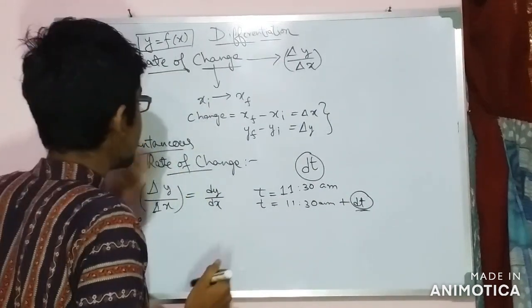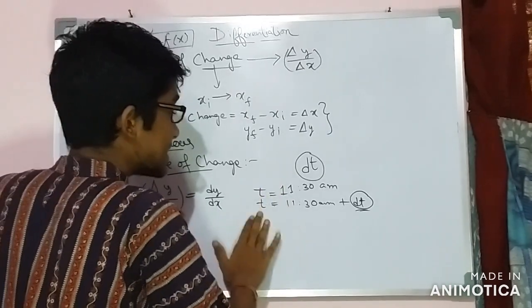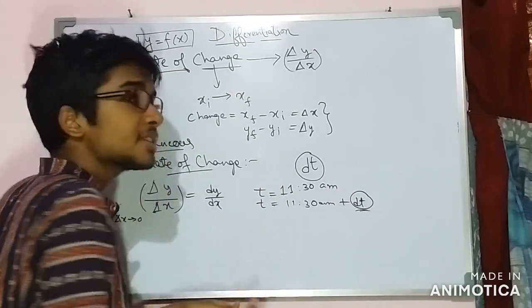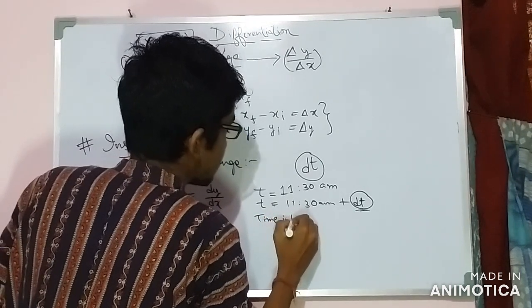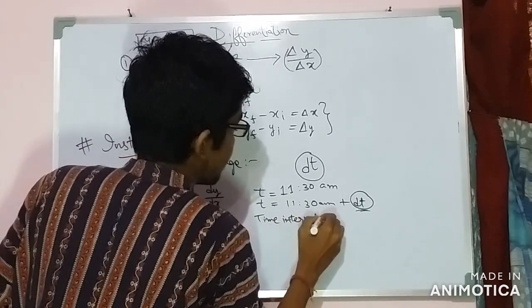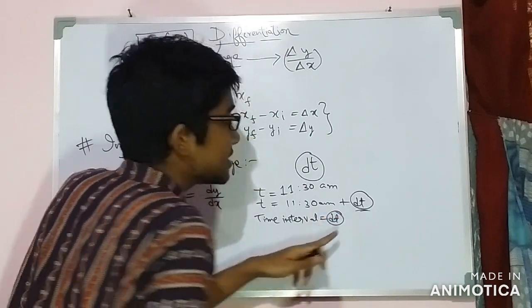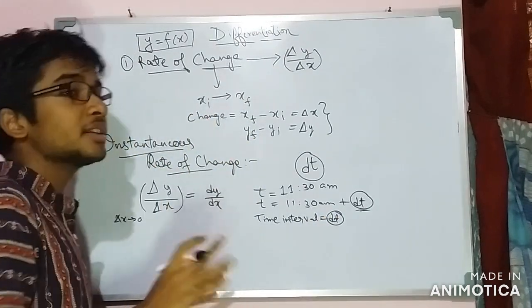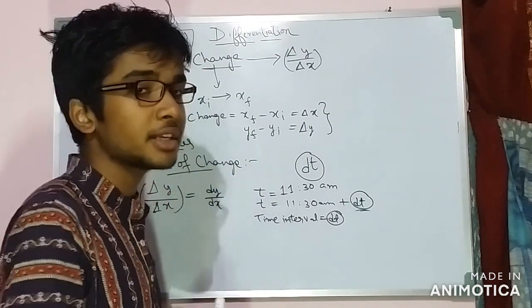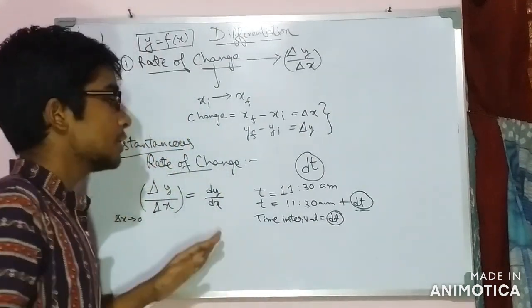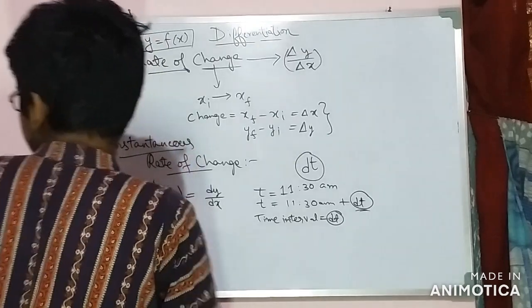But basically, it is the instantaneous rate of change. But basically it is having some time interval. Here the time interval is dt, and since dt is very small, we call it instantaneous rate of change. So this is a very good example to understand instantaneous rate of change, right? Note them down.